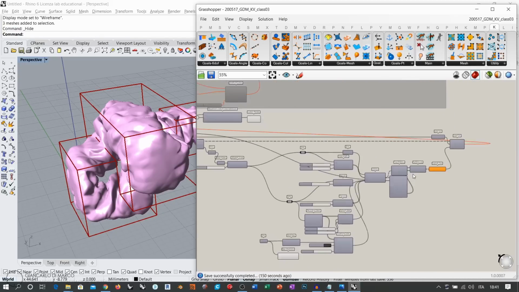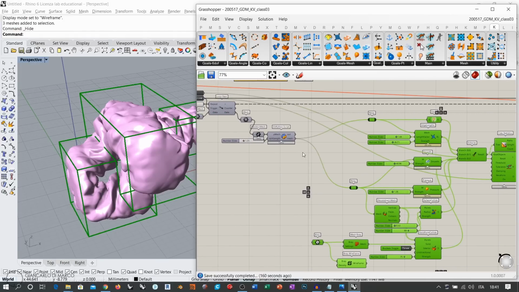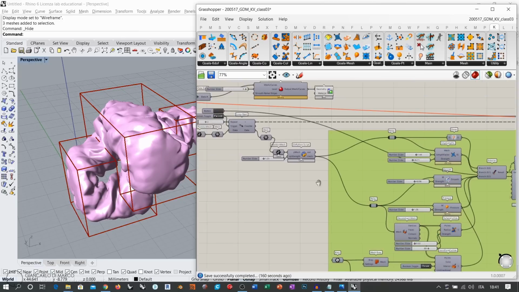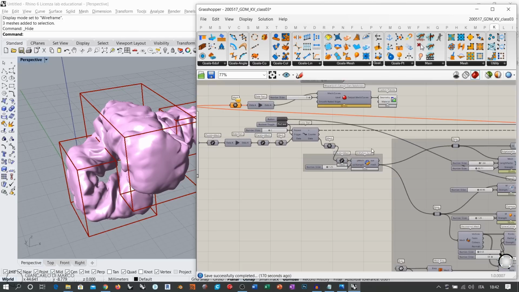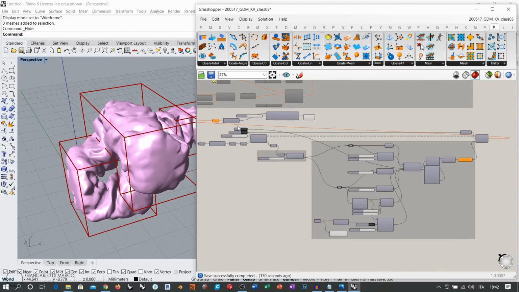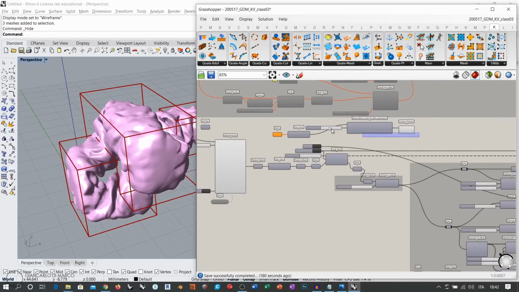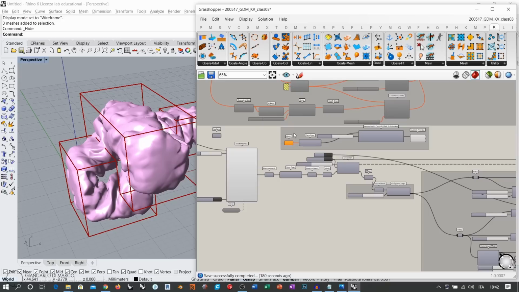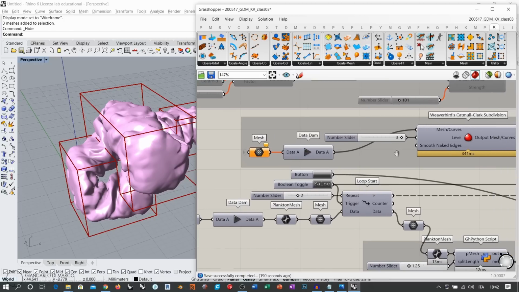I'm going just to organize this definition a little in order to have it more, let's say, easily understandable. This is the Kangaroo part. This is the Python script for plankton meshes, and then is the loop, but it's quite obvious. I'm just going to wire display this and set it to hidden because this is going to be the output. Okay, so this is the output of the whole process. And I'm going to put it like this so that we have the data dam available. Data dam in this case is like just baking something to the final output.